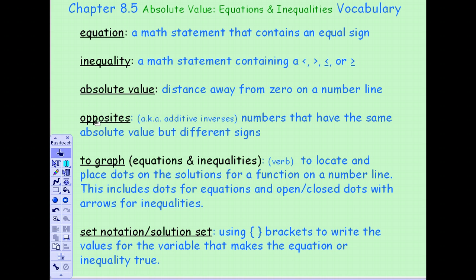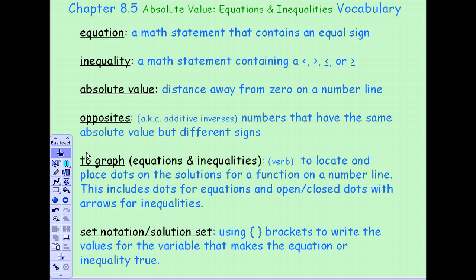Opposites, they're also known as additive inverses. These are numbers that have the same absolute value, but they have different signs. For instance, like 8 and negative 8. Those would have the same absolute value. They're both 8 units away from 0 on the number line, but one is positive and one's negative, so they'll have different signs.